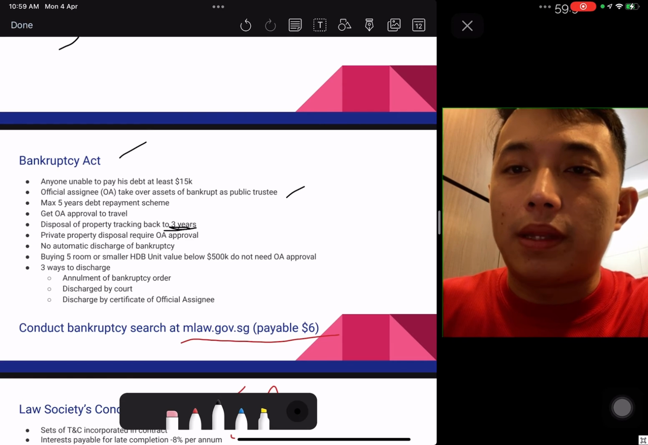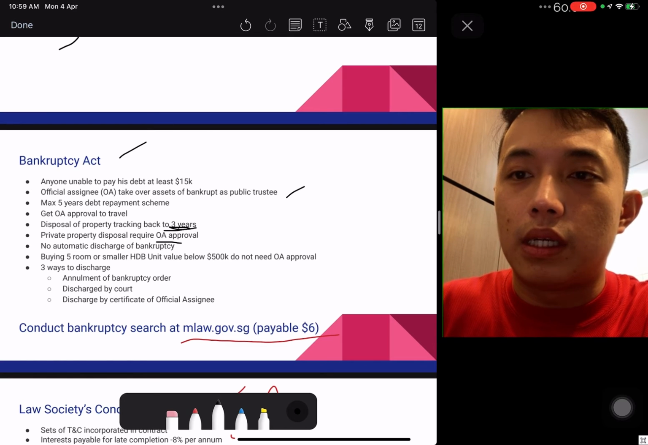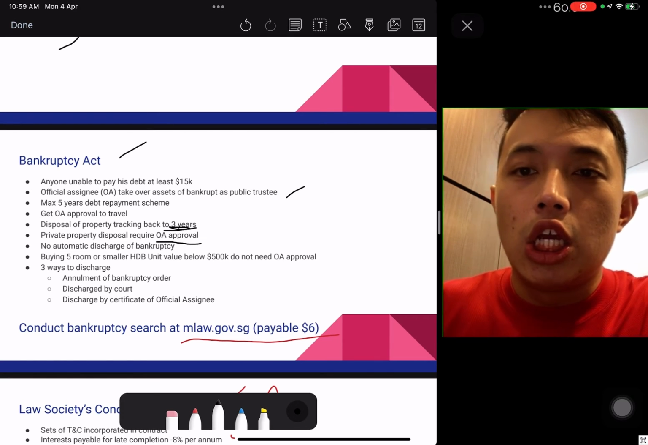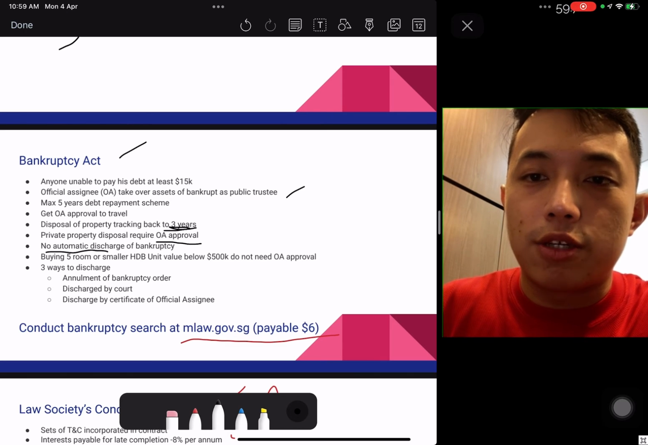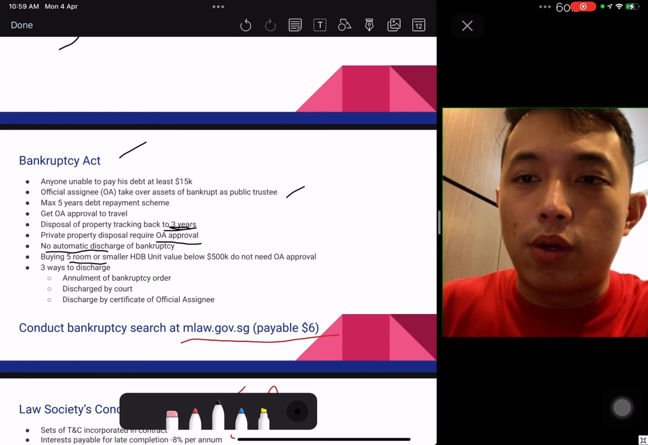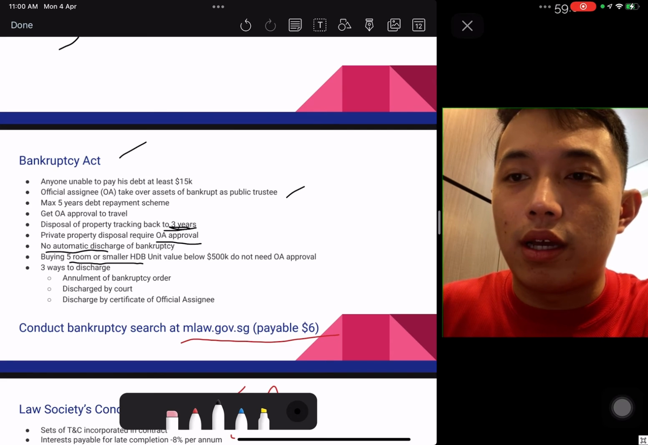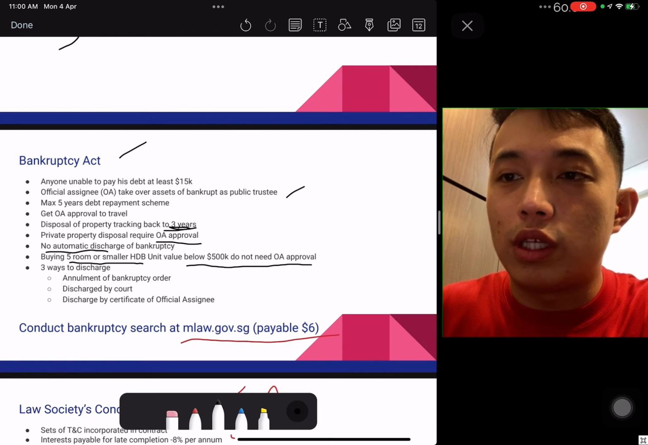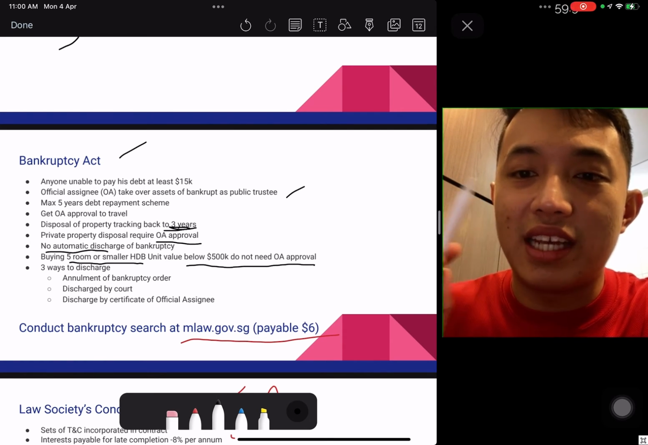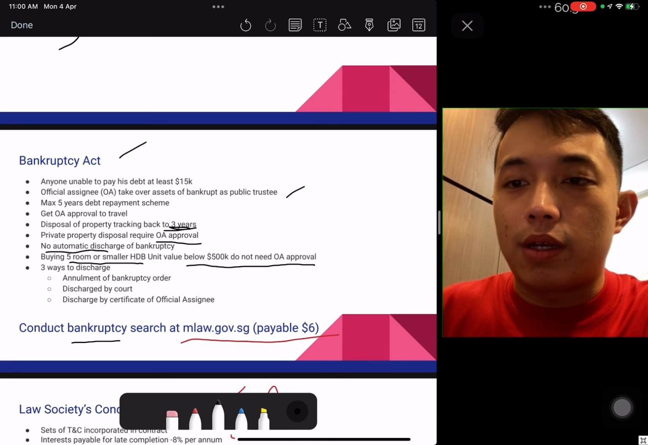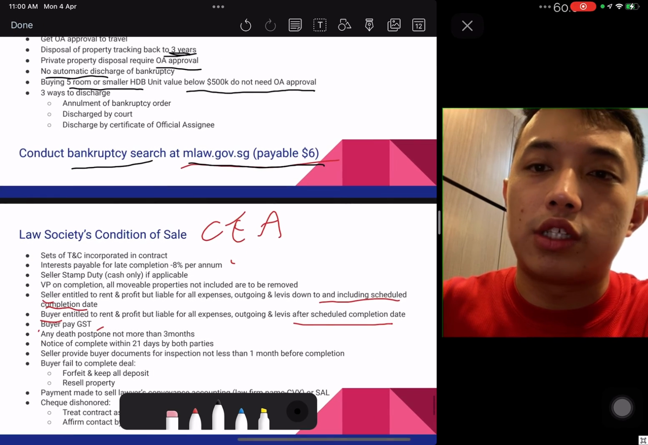Any private property disposal requires OA approval. There's no automatic discharge. Buying any 5-room or smaller HDB is allowed as long as it is below 500k, with no need for OA approval. Above 500k, yes, you need it. To check any Bankruptcy Act, please check with the law government sector to check the bankruptcy.